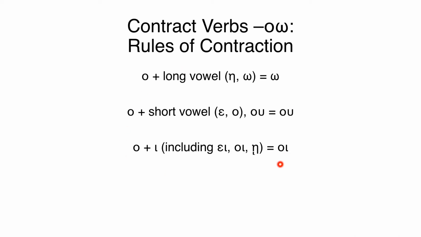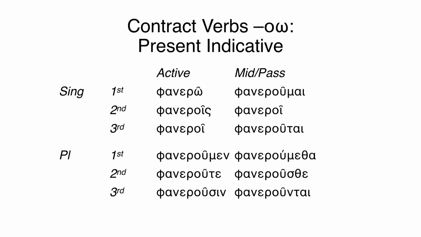So these rules of contraction are a little different from the alpha "-ao" verbs and from the epsilon "-eo" verbs, and need to be learnt and kept distinct in your mind so as to avoid confusion. Let's look at these forms and how they turn out. First, we have the present indicative forms of "-oo". Our model verb is phaneroo, which means I reveal or I show.